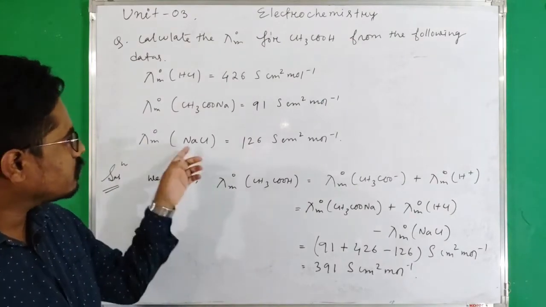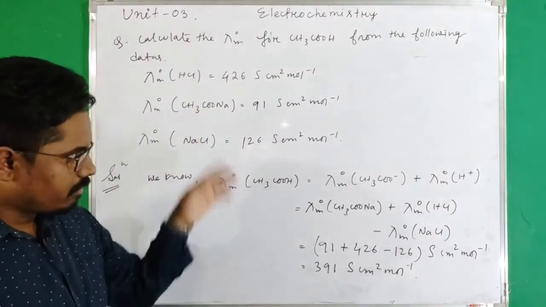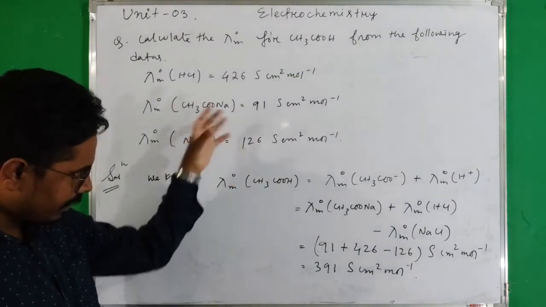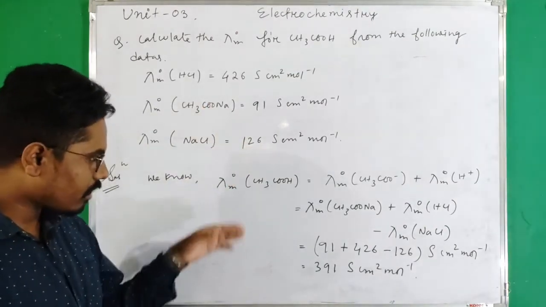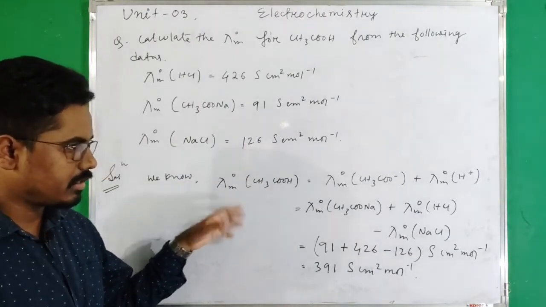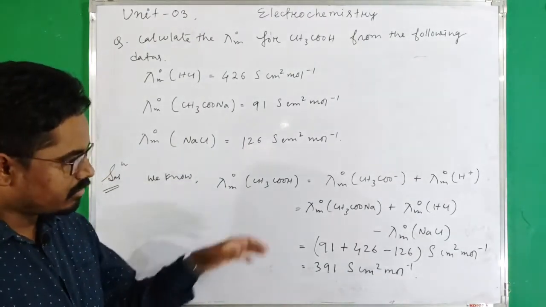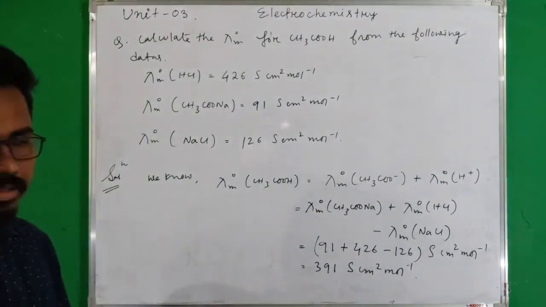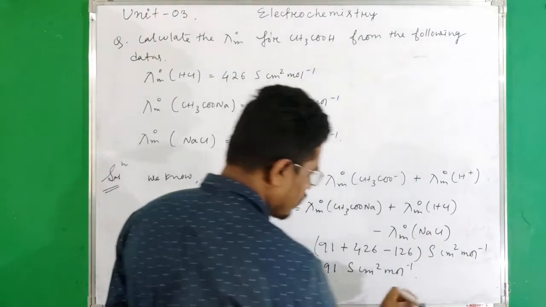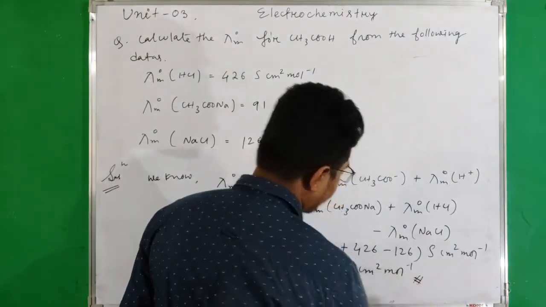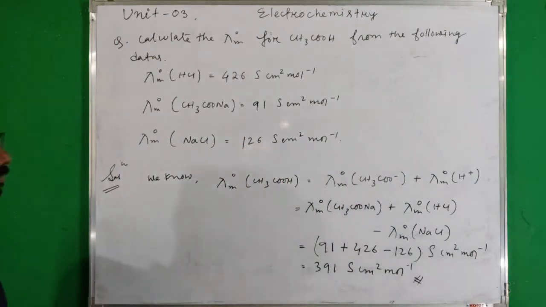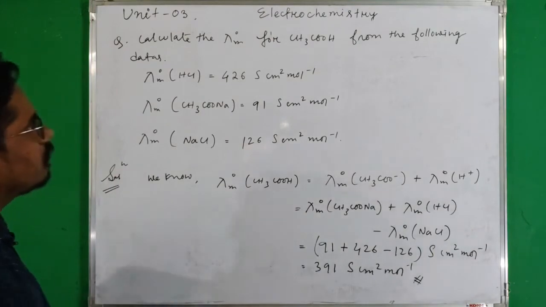Okay, these are some strong electrolytes, whose values can be determined, but from them we have determined the limiting molar conductivity of acetic acid by using Kohlrausch law of independent migration of ions. So this question is a common question for exam purpose. Okay, so we have seen the application of Kohlrausch law.